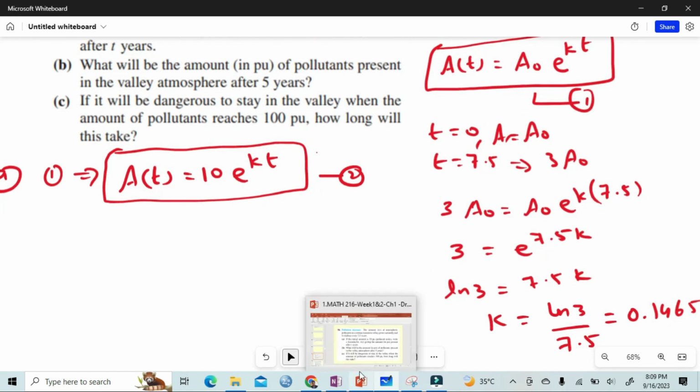Now let us use that k value to find part B. What will be the amount when t is 5? Question B. When t is 5, the formula for A will be A0, and A0 is 10, initially 10 pollutant units, times e to the power k, where k is 0.1465 and t is 5. Just type it in your calculator. It will give you an answer.